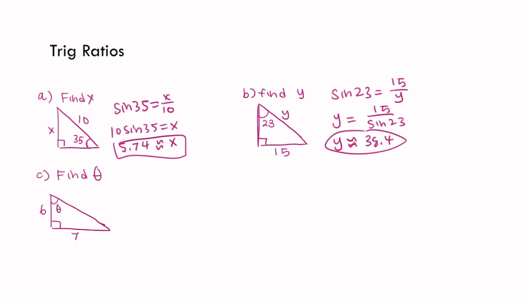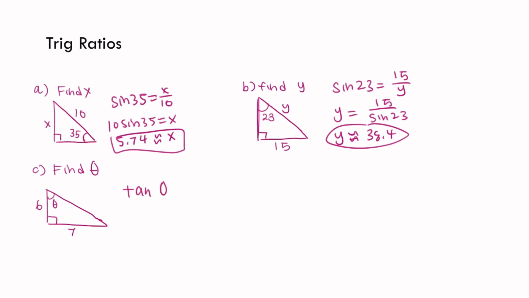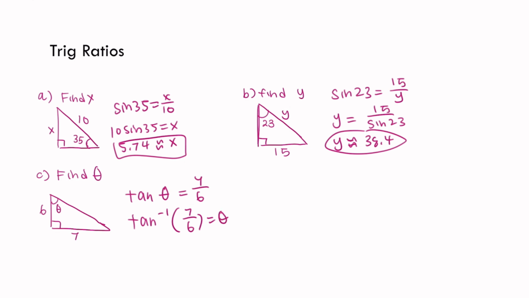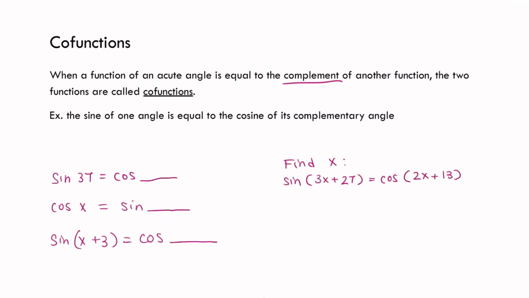For C, we have to find theta. Based on theta, we're given the opposite side and the adjacent side. So we can do tangent of theta is equal to the opposite, which is 7 over 6. Okay, then we can use the arctan, which is this, to find theta. So just plug that into your calculator and you get around 49.4 degrees.